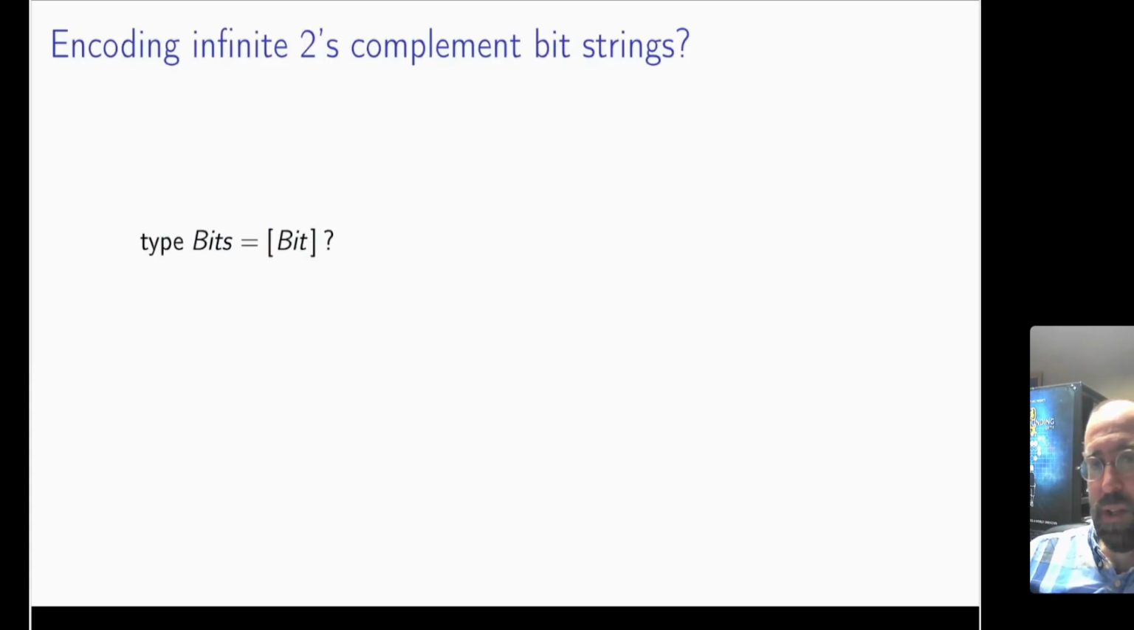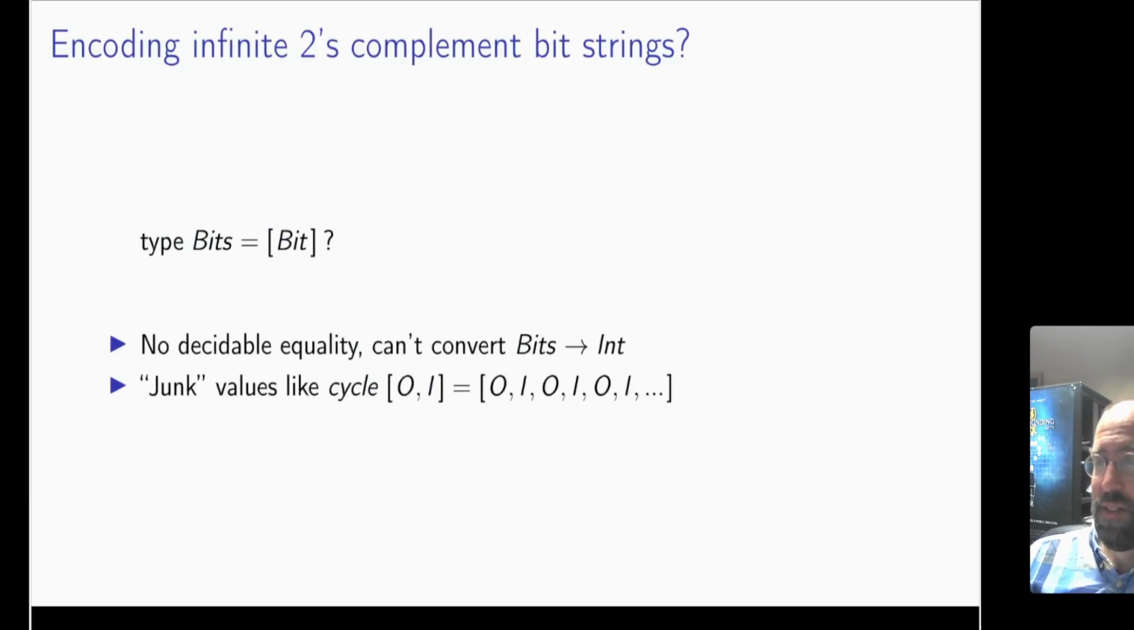And in Haskell, we could use an infinite lazy list, except this is really not a good idea. We don't have decidable equality for these things. We can't convert from an infinite list of bits to a number because you never know when to stop. There could always be more bits that you need to look at. And it allows junk values, like something that alternates infinitely between 0 and 1 is not a valid 2's complement number, but that would be a valid list, so we don't want that.